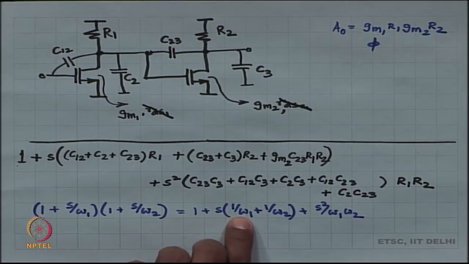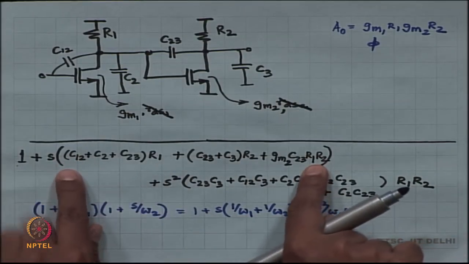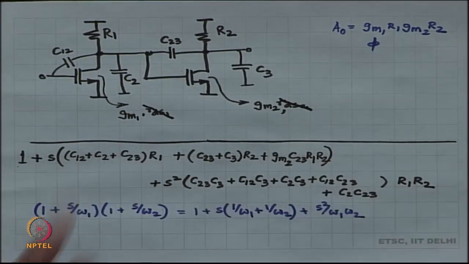So, over here 1 by omega 1 and 1 by omega 2, the sum of these two is this particular term, the middle term, okay. And omega 2 by omega 1 is a very large number, which means that 1 by omega 2 is small compared to 1 by omega 1. The reason why is because omega 2 is much larger than omega 1.